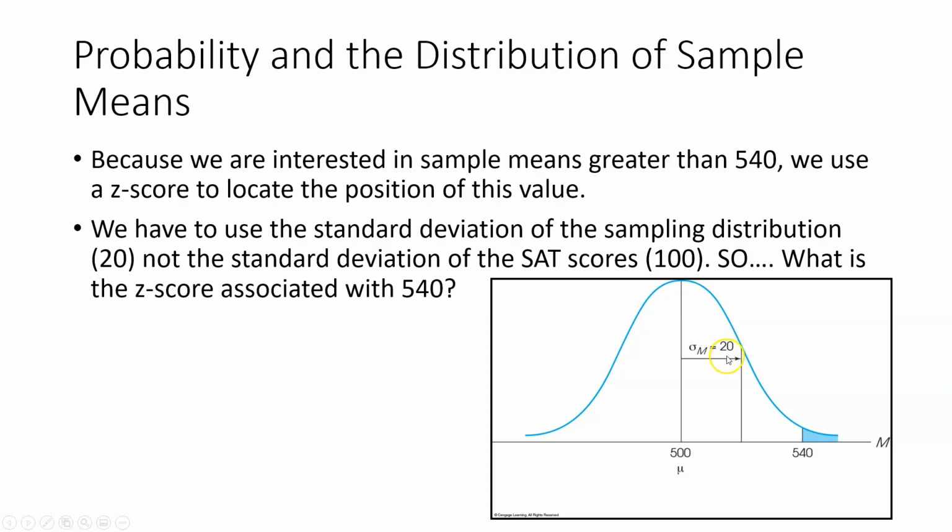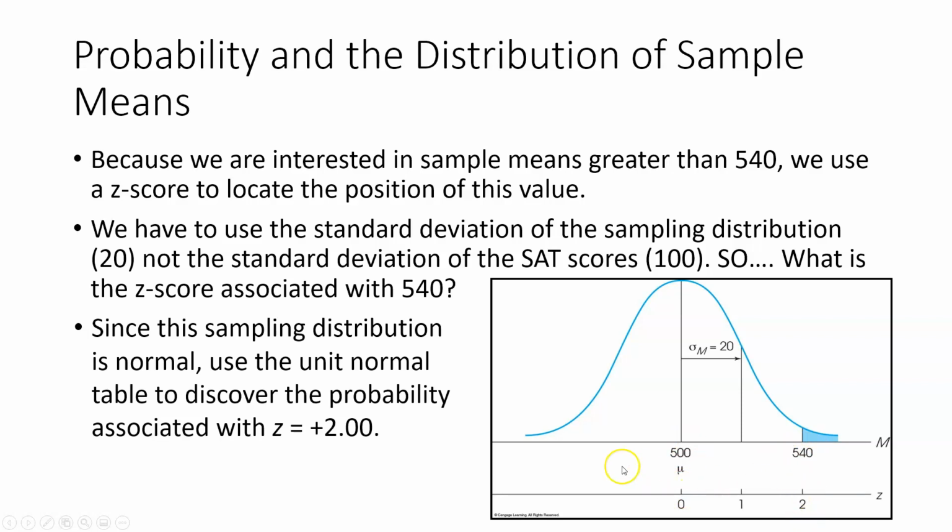So, if we compute the z-score that's associated with 540 using this standard deviation, you should be able to just do that in your head, because if the standard deviation is 20 and the score that we're interested in is 540, which is 40 above the mean, then we should be able to intuit that the z-score associated with 540 is 2. Since this sampling distribution is of normal shape, we can use the unit normal table to discover the probability associated with a z of 2.